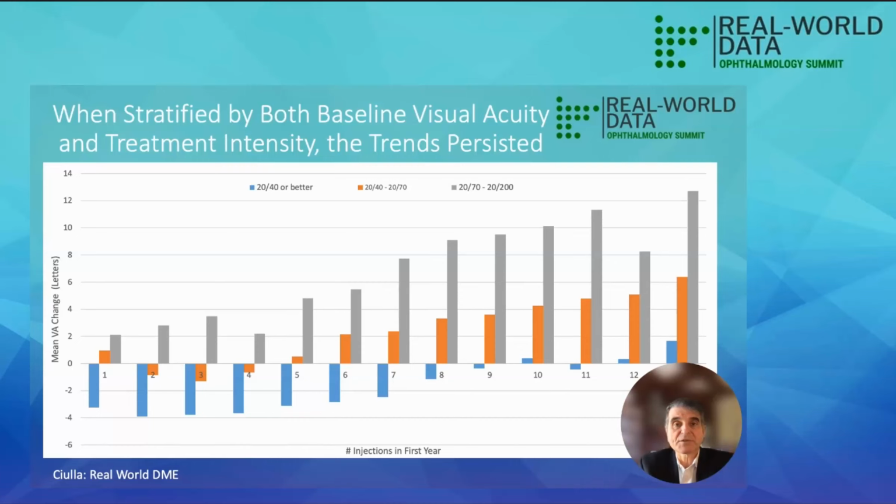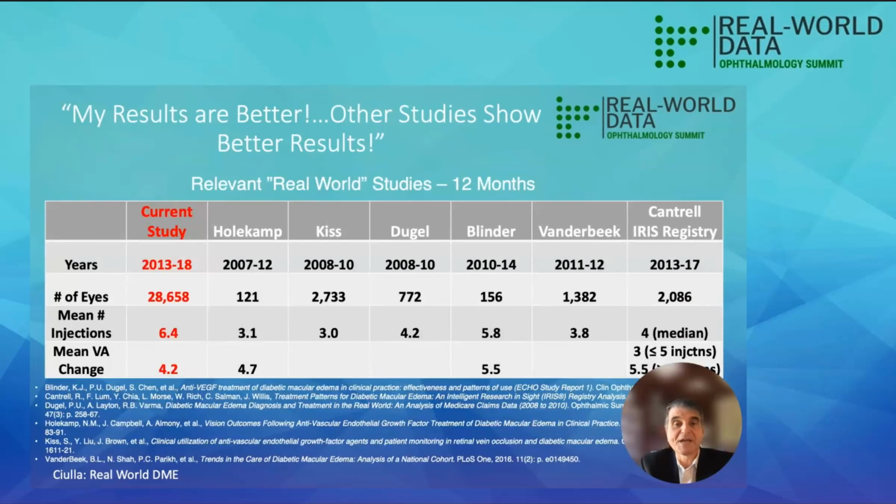Eyes with good baseline visual acuity, 20/40 or better, generally lost vision unless they received intense therapy. Those with moderately severe baseline impairment, 20/70 to 20/200, who received 10 or more injections in 1 year improved by a mean of 10.3 letters, which is reassuring. Colleagues tell me that their results are better, or that other studies show better results. However, it's simply not true. The results are similar to prior smaller studies shown here.